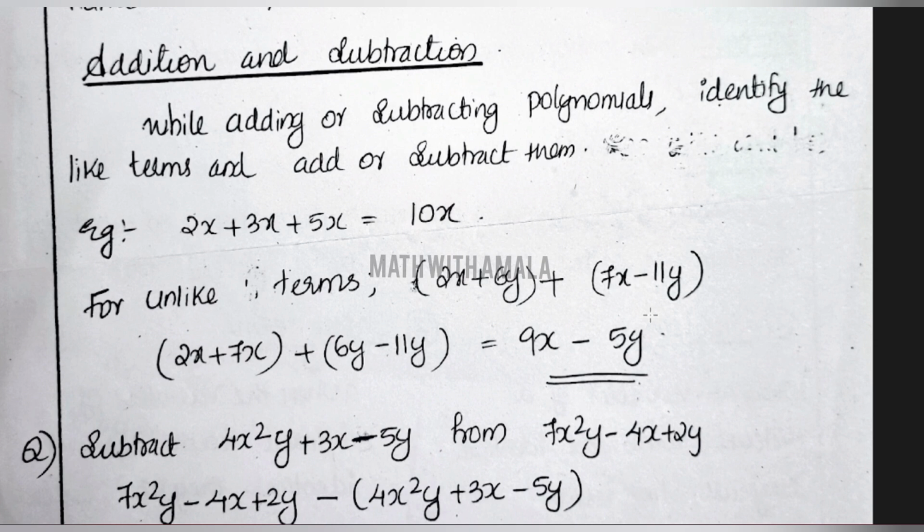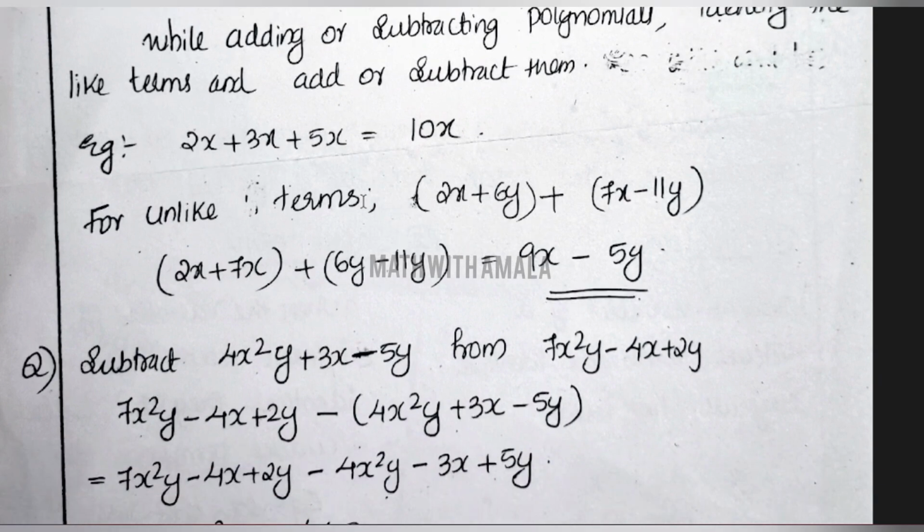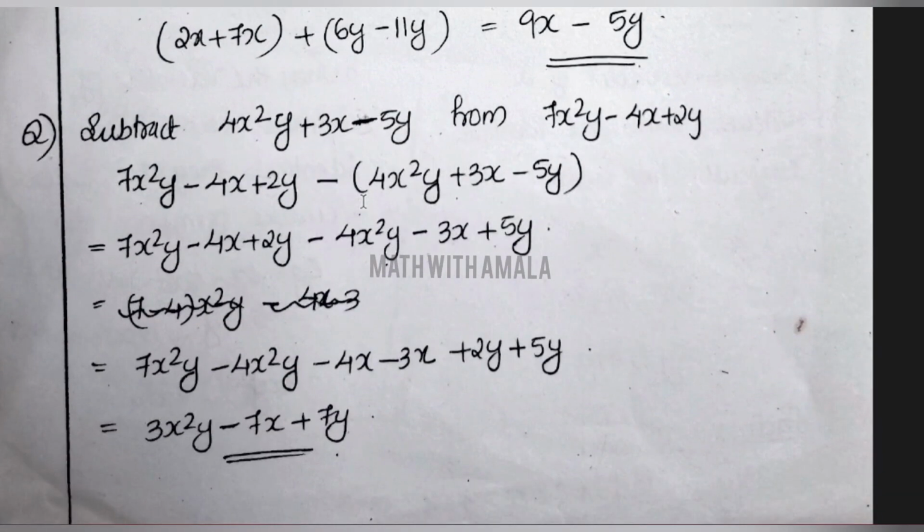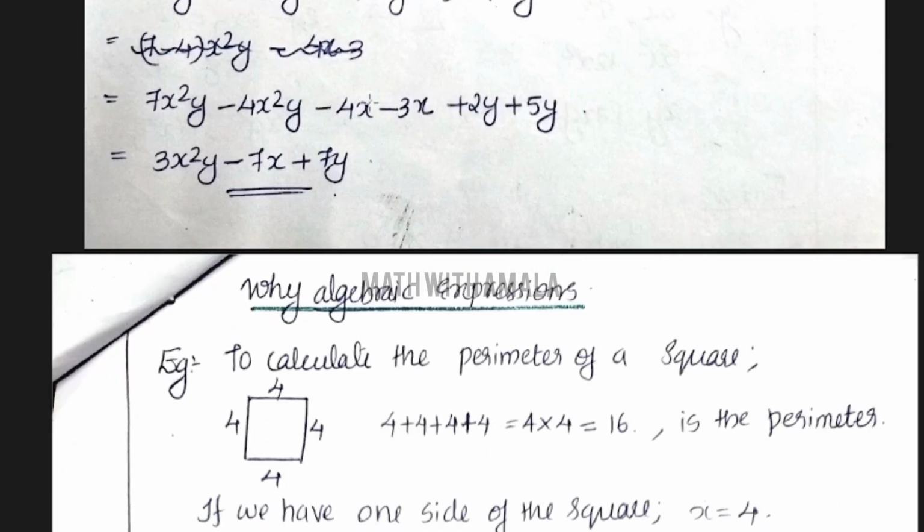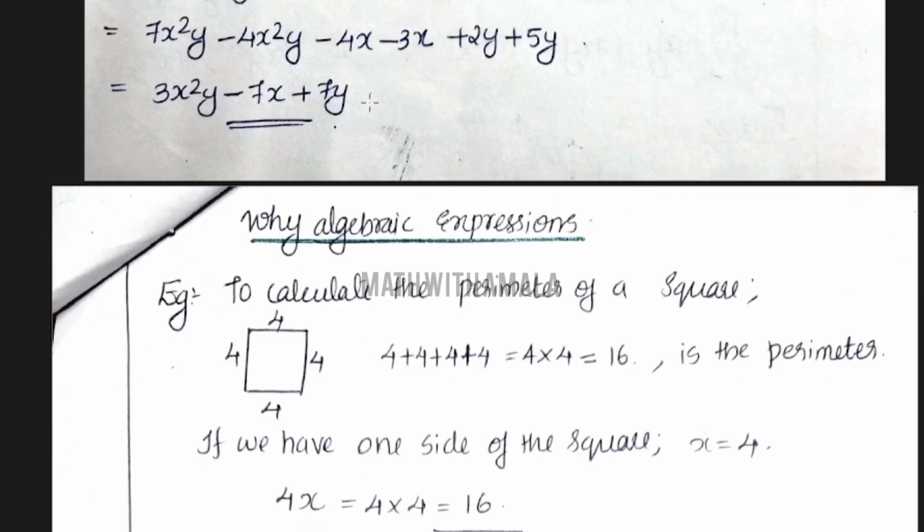Now subtract 4x²y + 3x - 5y from 7x²y - 4x + 2y. You should note the sentence. You have to subtract the first from the other, so you have to write the second one first. 7x²y - 4x + 2y - (4x²y + 3x - 5y). So the answer you are getting is 7x²y - 4x²y - 4x - 3x + 2y + 5y. Here we have grouped the like terms, which is equal to 3x²y - 7x + 7y.